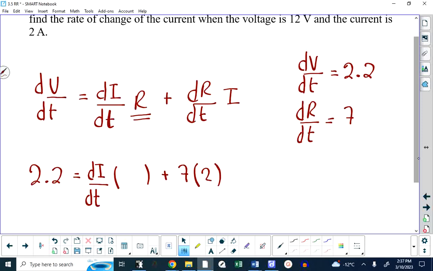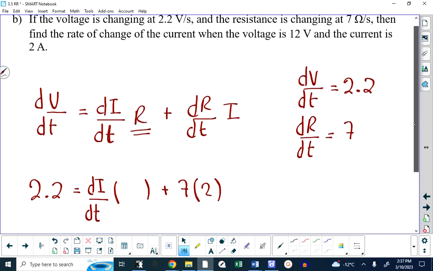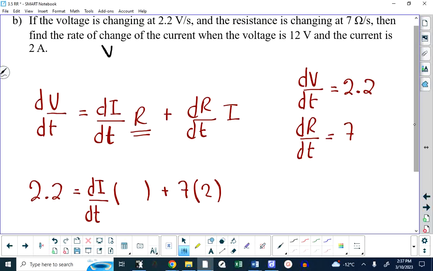So how do you find the resistance? Well, you use any formulas available to you. You are told that the voltage is 12 and the current is 2. And you know that V equals IR. So you ought to be able to calculate R. It's 12 volts divided by 2 amps, which gives me 6 ohms.